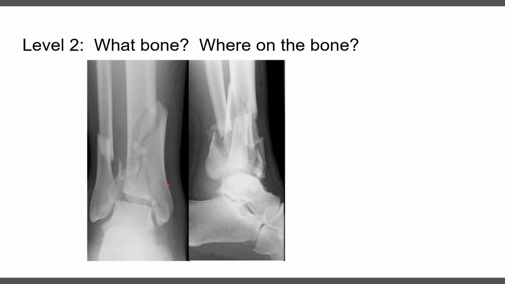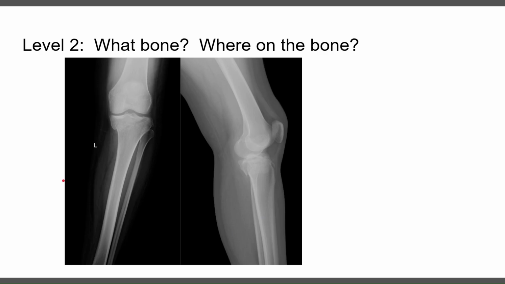into the joint. So if you present this as this is an AP of a skeletally mature ankle, showing a distal fibula fracture and a distal tibia fracture that is intra-articular. Well, that's a wonderful presentation, especially if you are new to orthopedics. Distal plus intra-articular.